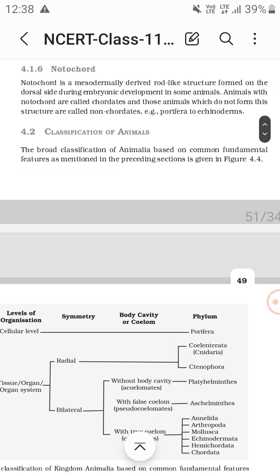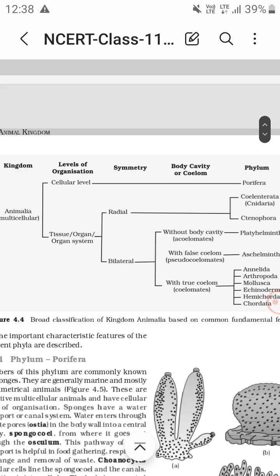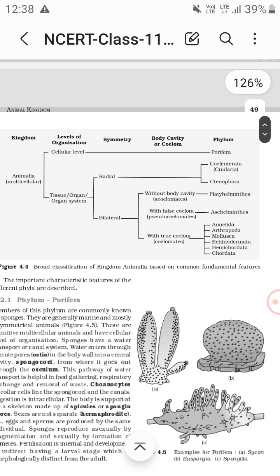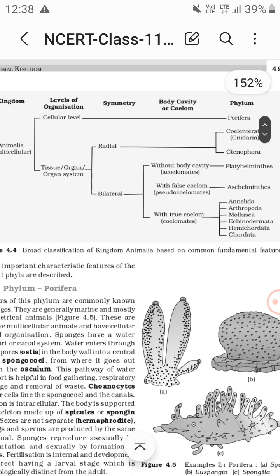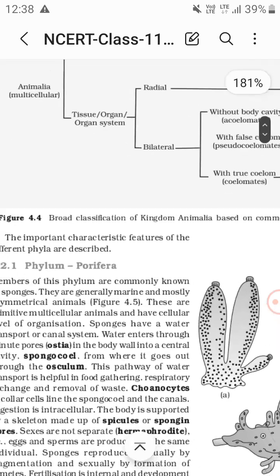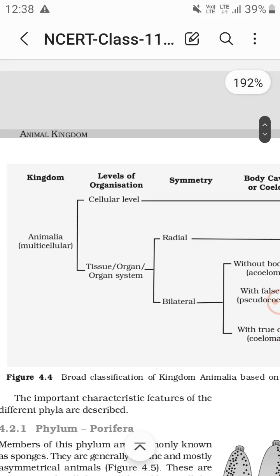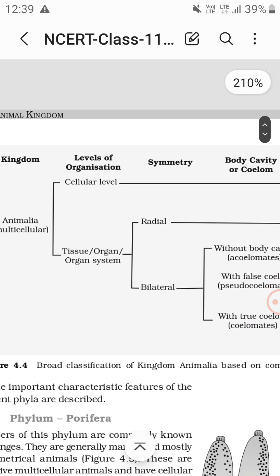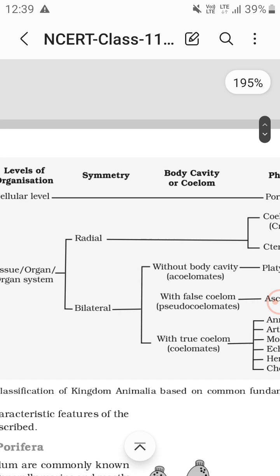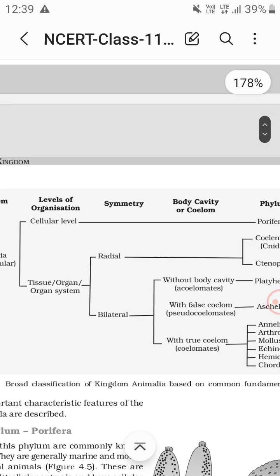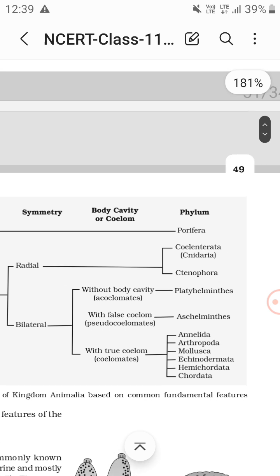Now notochord, you see the notochord. Then classification of animals. You see the classification of animals. This is the broad classification of kingdom Animalia based on common fundamental features. Kingdom Animalia is multicellular, with levels of organization being cellular, tissue, organ, and organ system; symmetry being radial and bilateral; then body cavity or coelom.